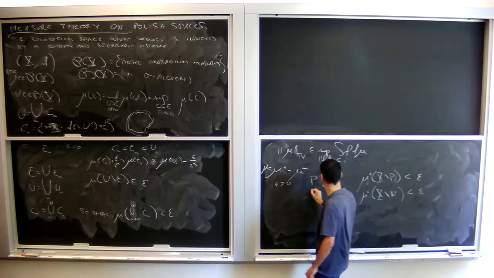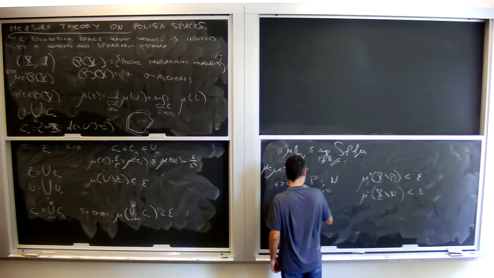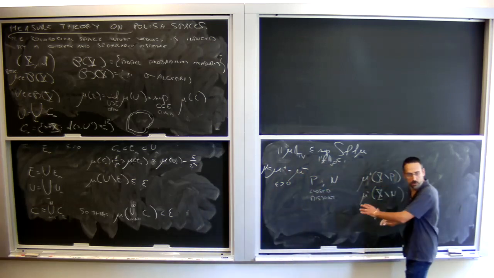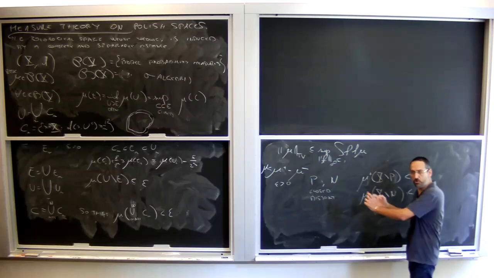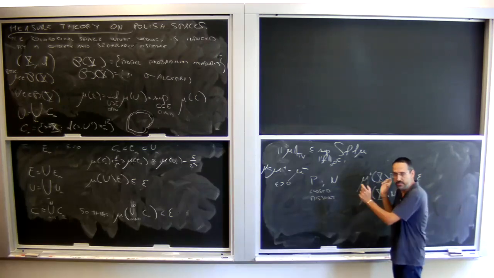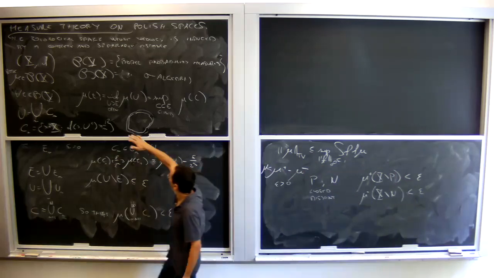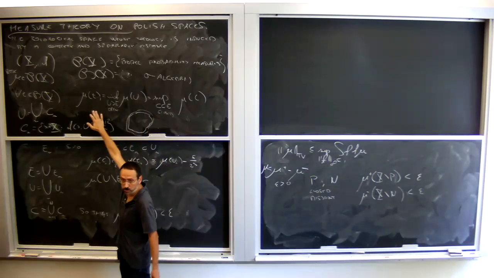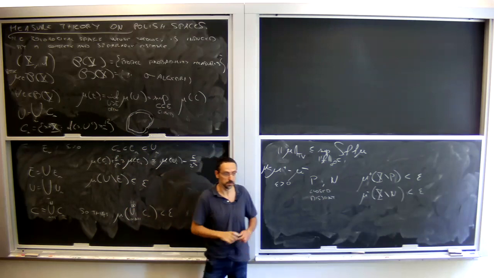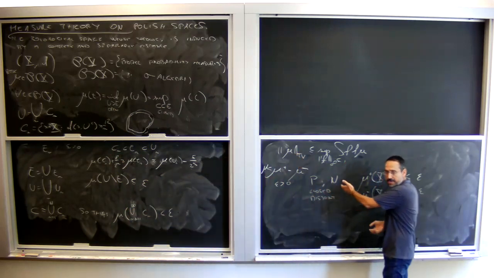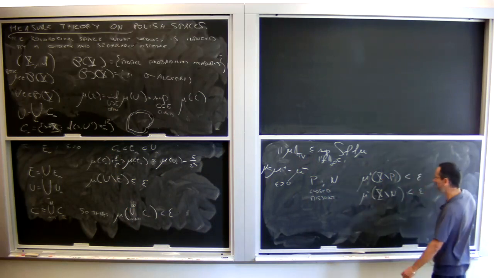See, these are closed and disjoint. I can find this, right? Because mu plus and mu minus are concentrated on two disjoint Borel subsets. I apply this relation to these two Borel disjoint subsets. Okay, this was for probability measures, but these are finite measures, it doesn't really matter.